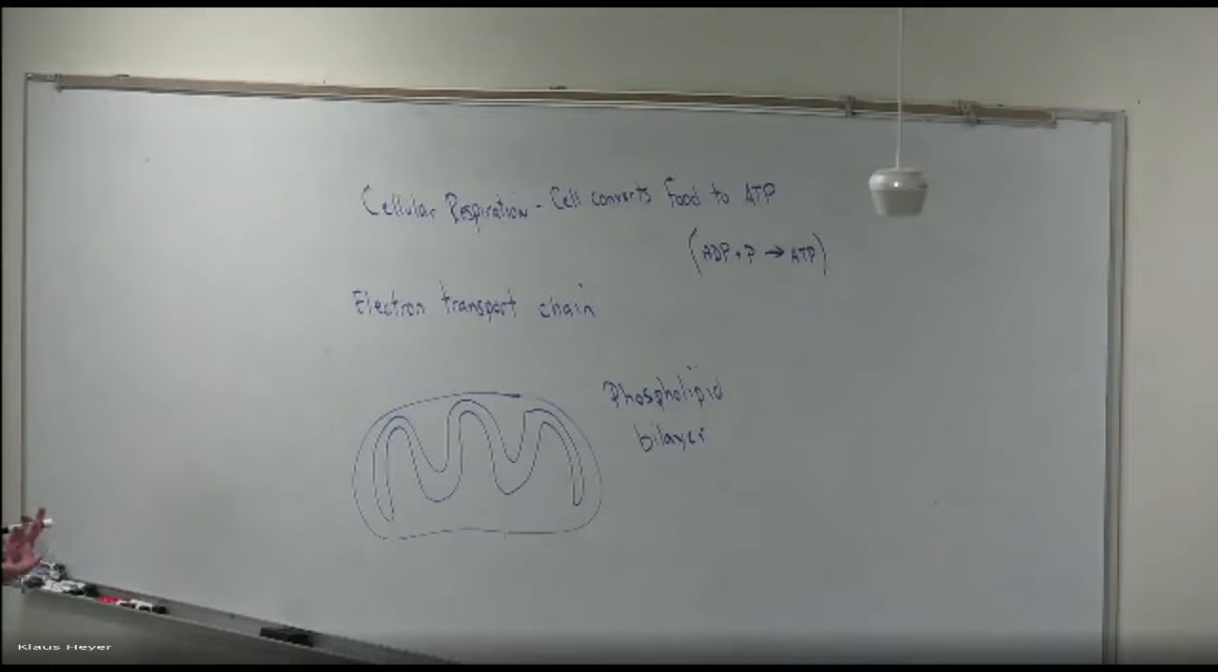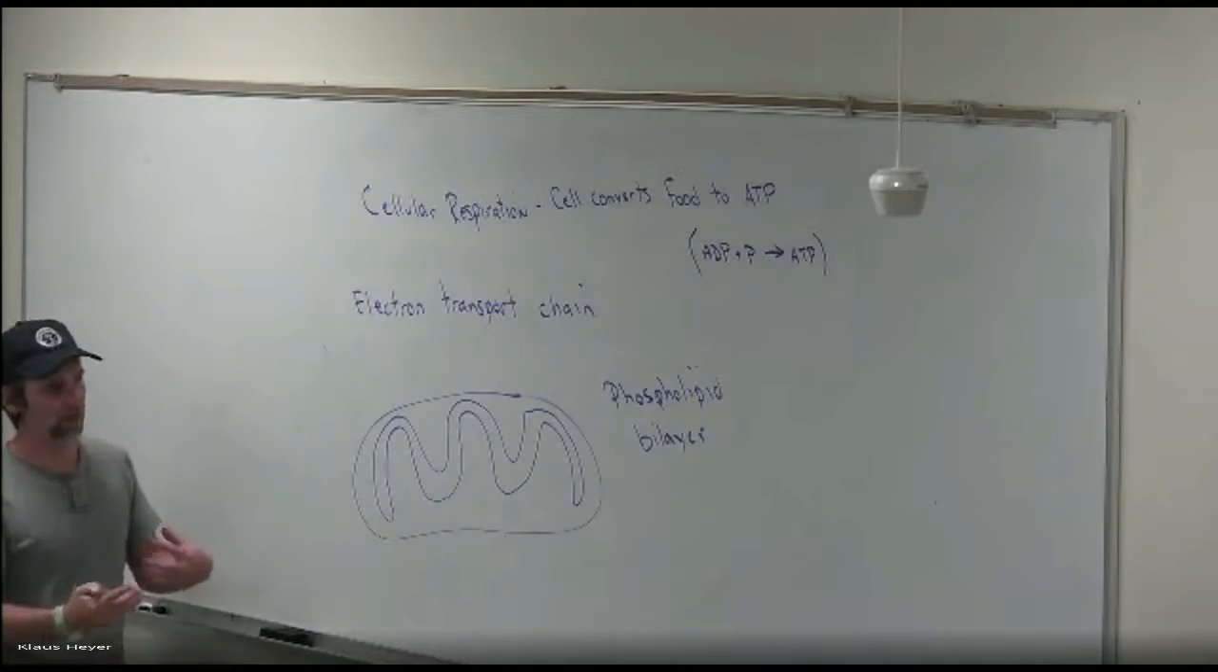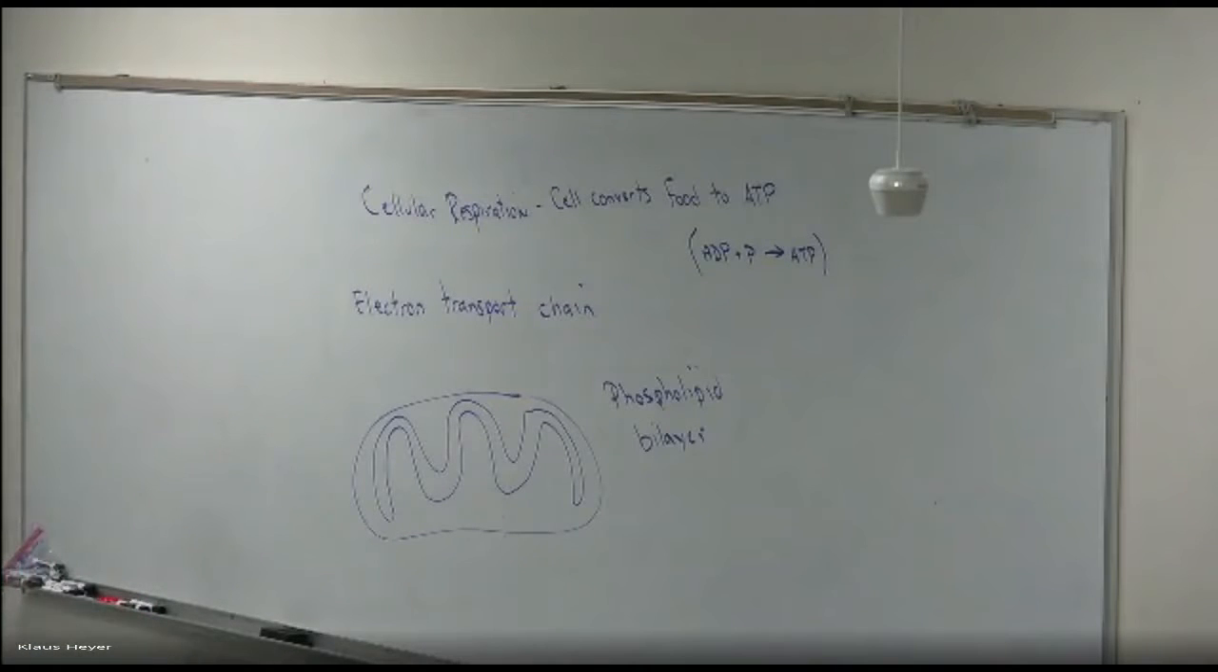So it's a phospholipid bilayer. It looks just like the membrane of your cells. 2 layers of phospholipids. Which blue line are you talking about? All of them. All of them, okay.